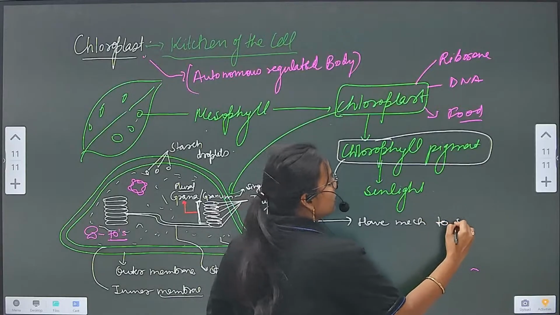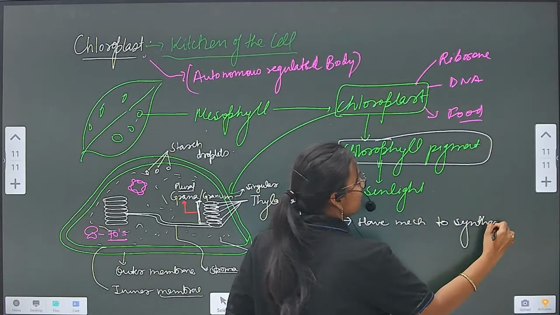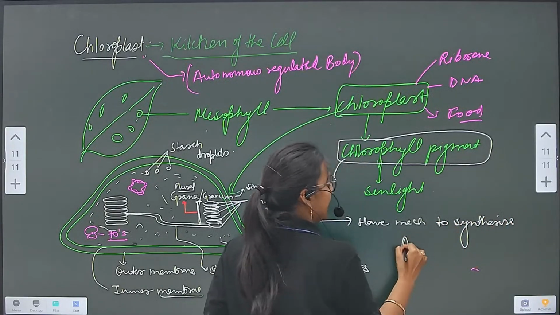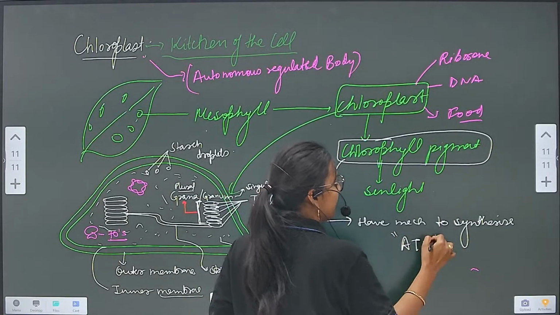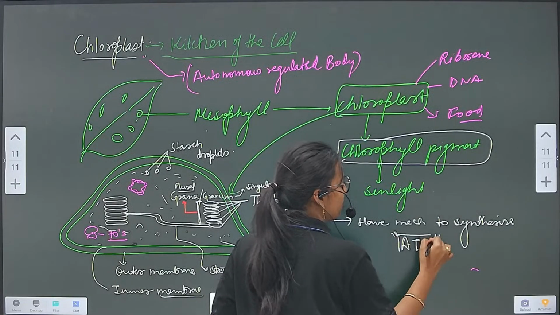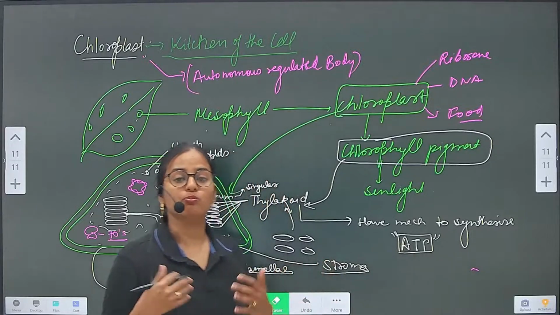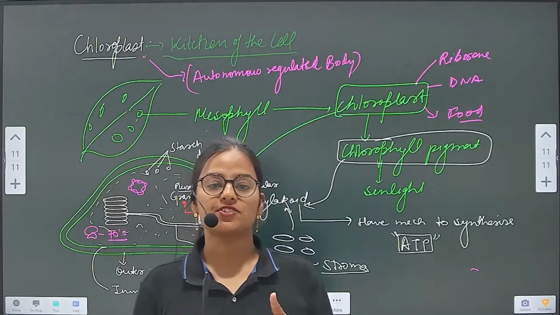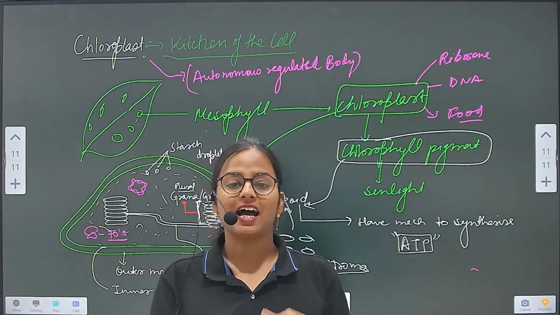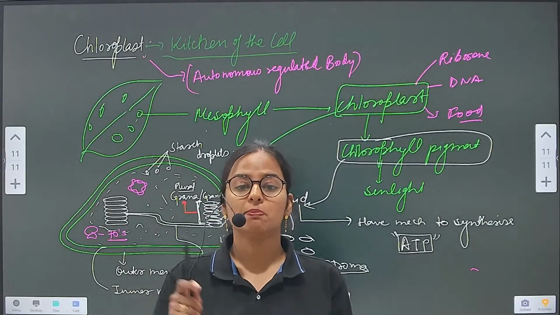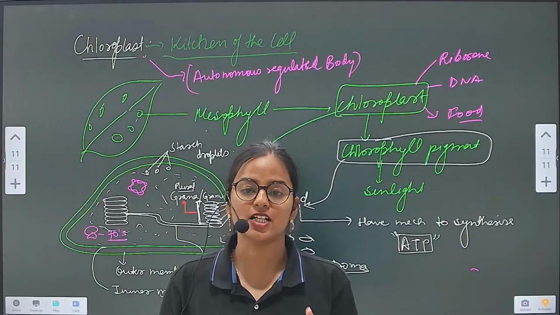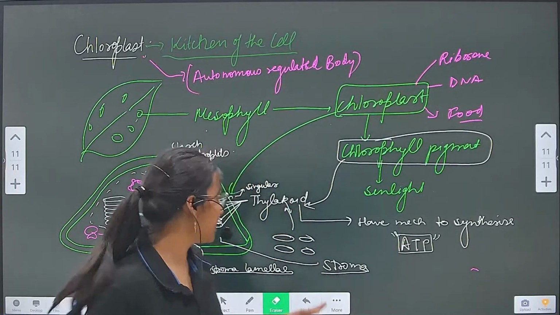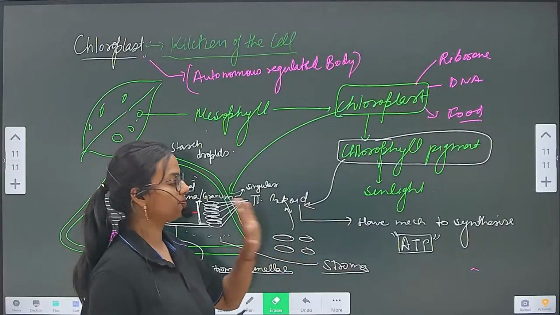to synthesize ATP. It has a mechanism for synthesis of ATP similar to that of mitochondria. See, mitochondria is the powerhouse of the cell in animals and plants both, but in plants there is an additional site where ATP can be synthesized, and that is the thylakoids of chloroplast.